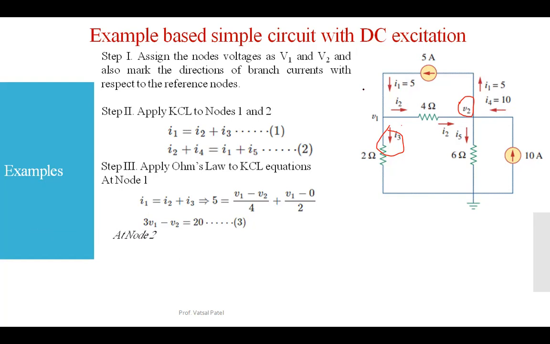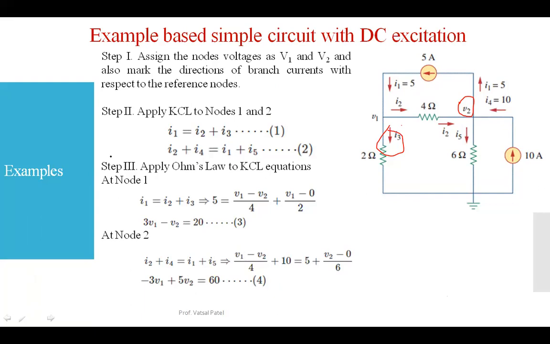Now, for node number 2, if we apply Ohm's law, we know the I4 and I1 currents. They are 10 and 5 respectively. The other currents you can identify: I2 is equal to (V1 minus V2) by 4, and for the I5 current it is (V2 minus 0) by 6. If we rearrange this equation, we will get this value. So now you will have two equations here. You can directly add these equations.